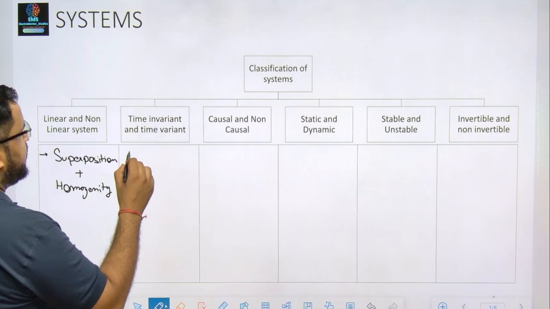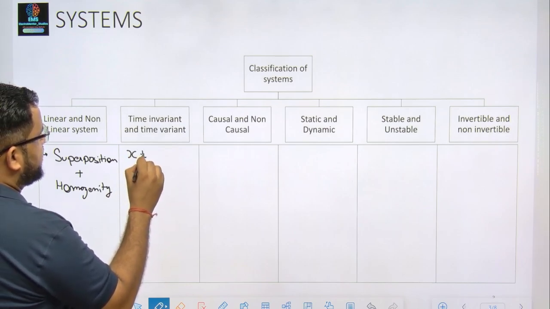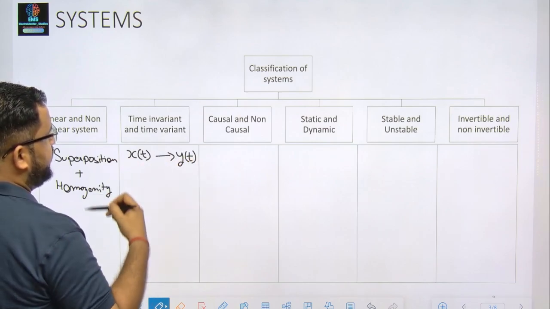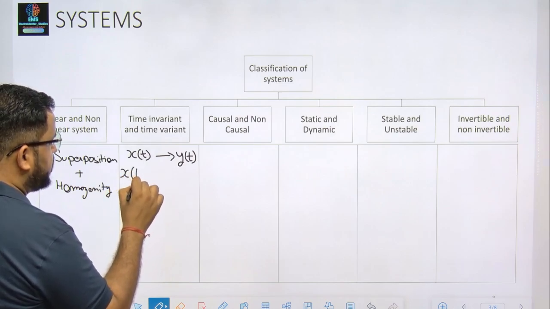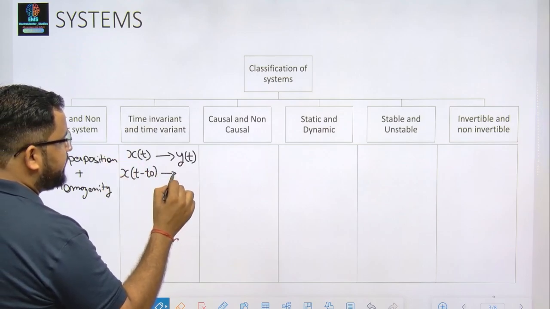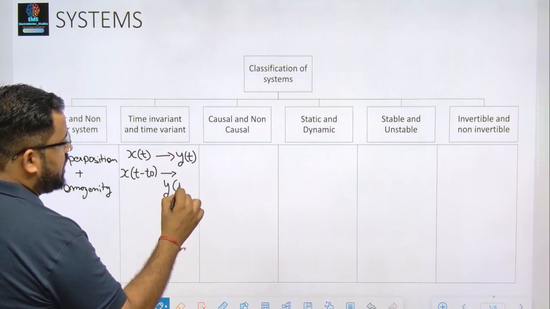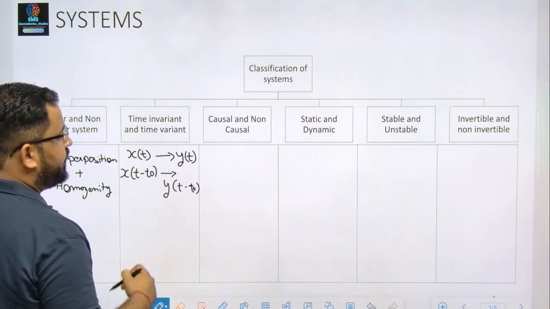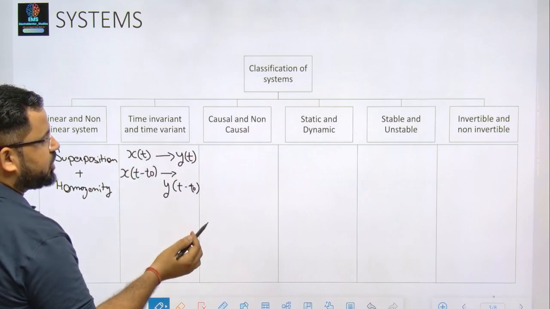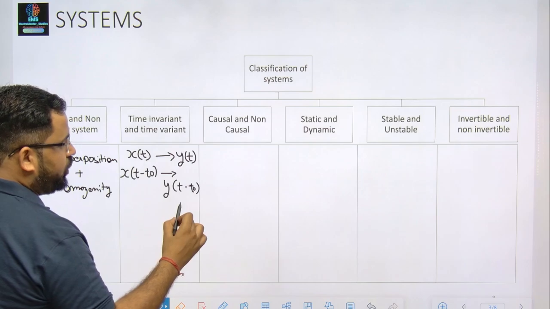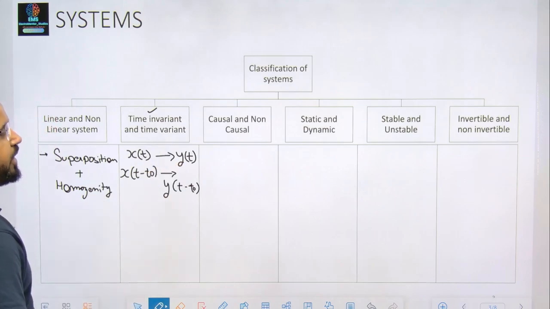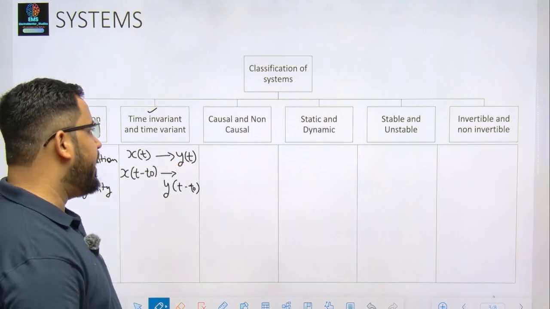Now what is time invariant? Time invariant system says if a system has an input x(t) gives a response y(t), now if I shift this input by, let us say, t naught, the similar shift will occur at the output. So if this is true, shifting of time in the case of input will not affect the output, then my system is time invariant. And if this is not happening, then my system is time variant.